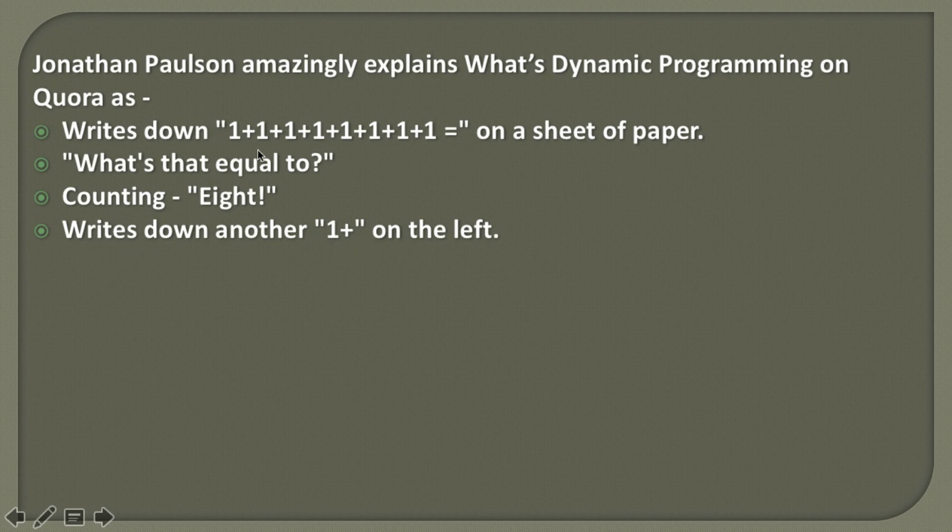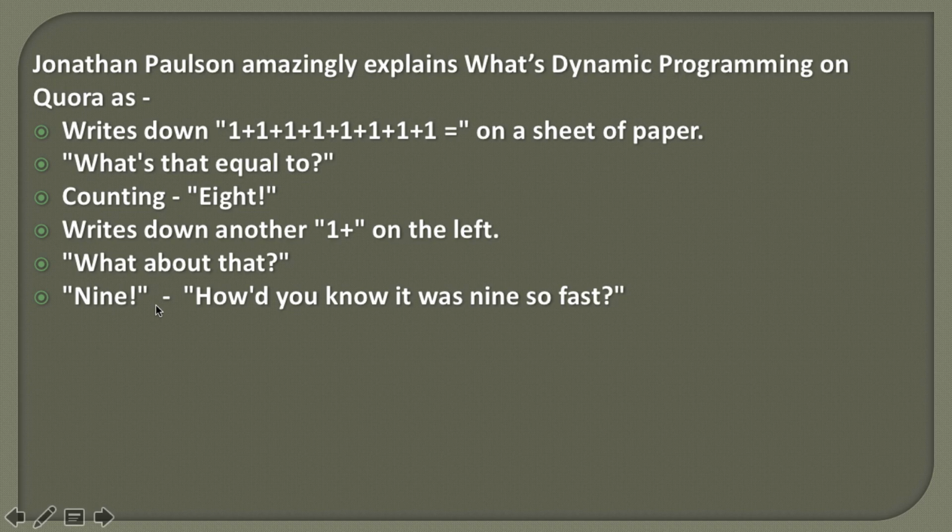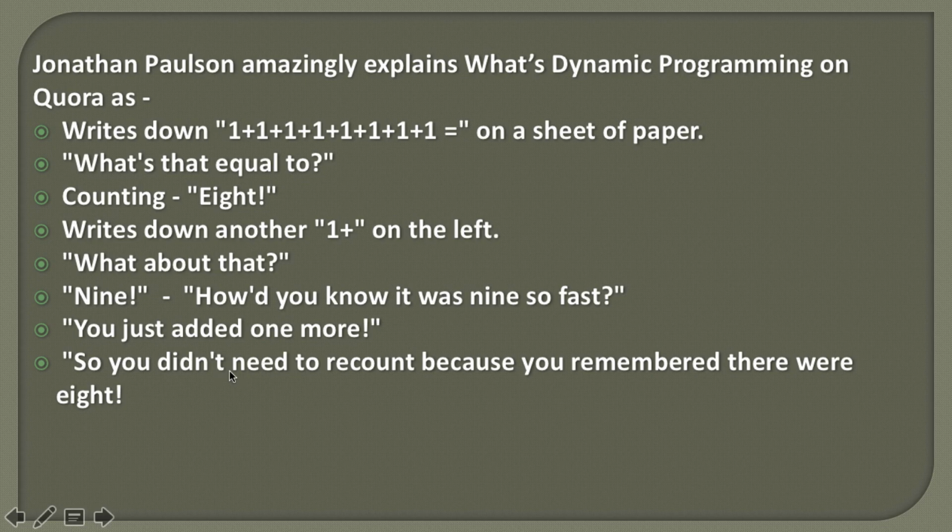Now let's say we write 1 plus to the left of it and we ask what about that? You will quickly reply 9. Initially you took some time to add all those numbers, but when we added plus 1 to the left of it, you straight away replied 9. How would you know it was 9 so fast? Our basic answer would be that we simply added one more and we didn't need to recount everything again, because we remembered this result, which is equal to 8, and we simply added plus 1, which became 9.